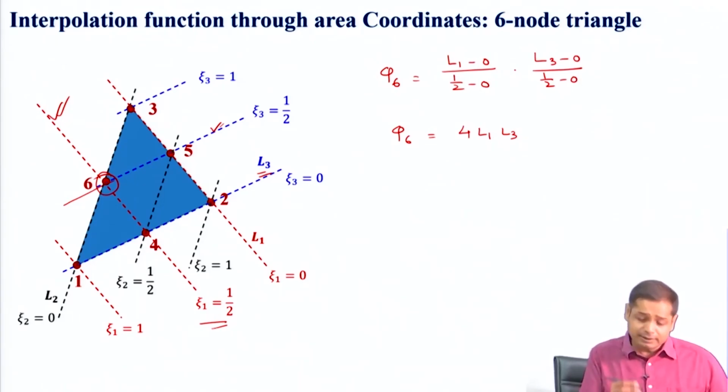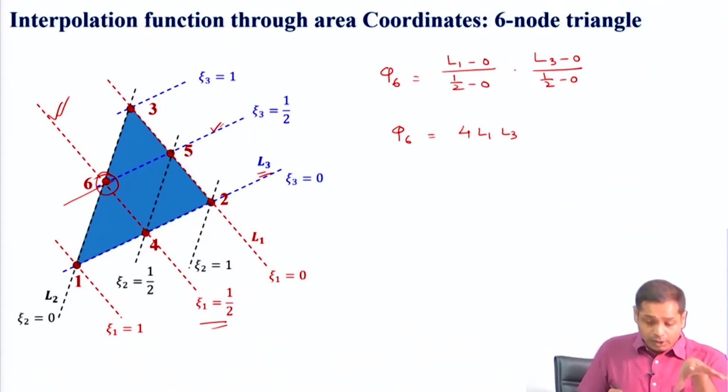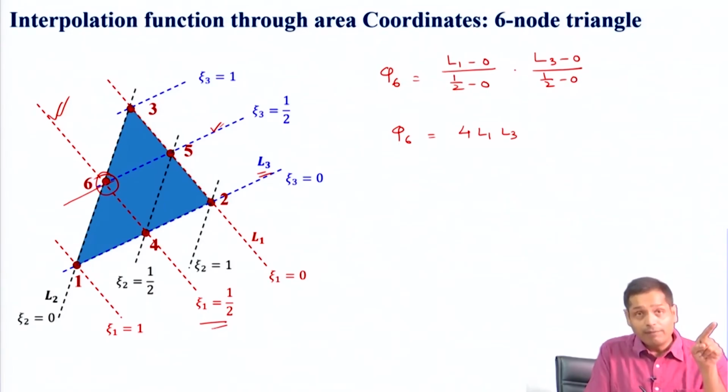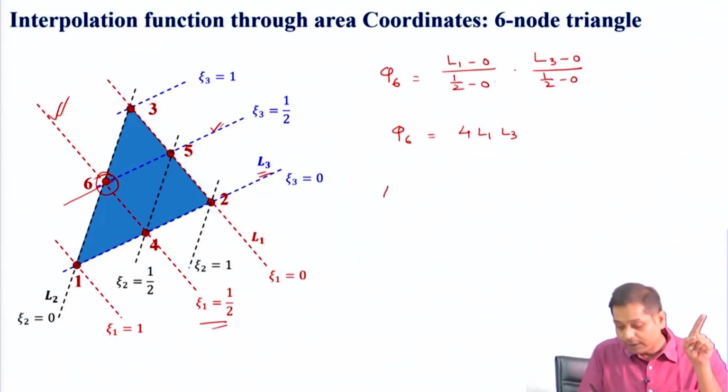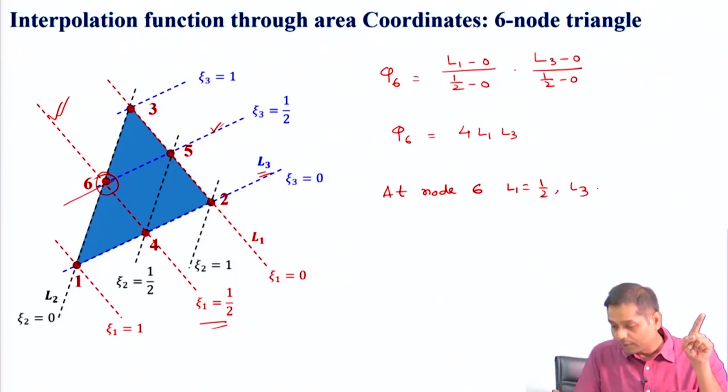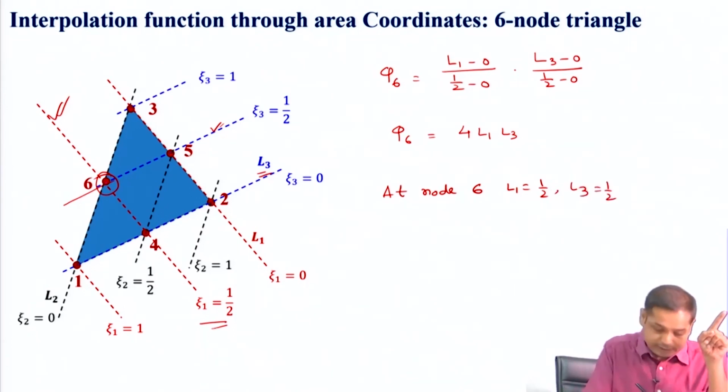Now if you check whether it satisfies the partition of unity property or not, check for node number 6: L1 is equal to half and L3 is equal to half at node number 6, okay.